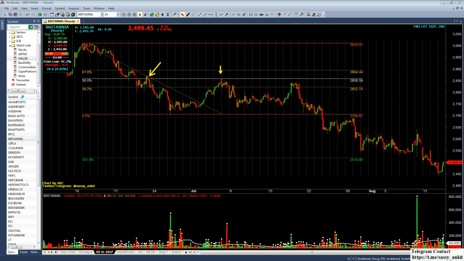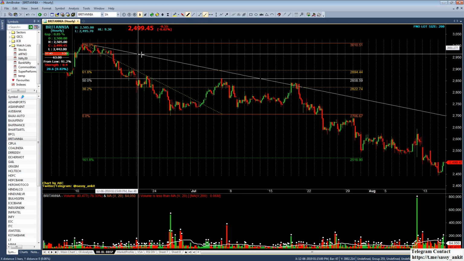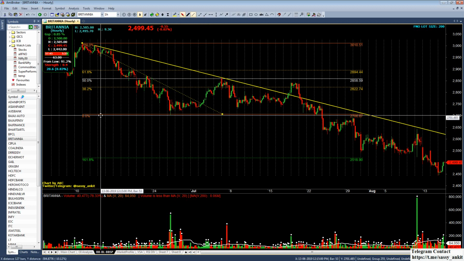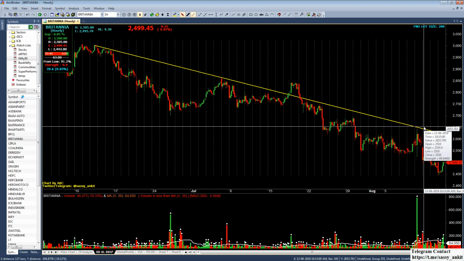But here it's just touching the 50%. So if you want to draw a trend line here, you have to be a bit flexible while drawing it. So our trend line will look like this.